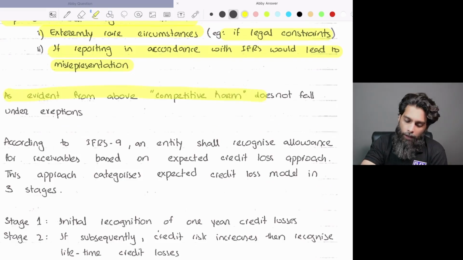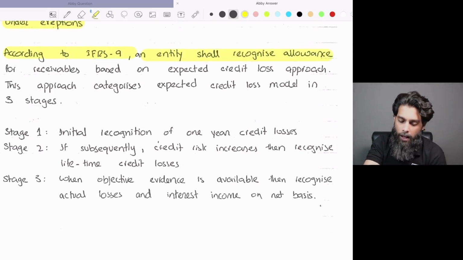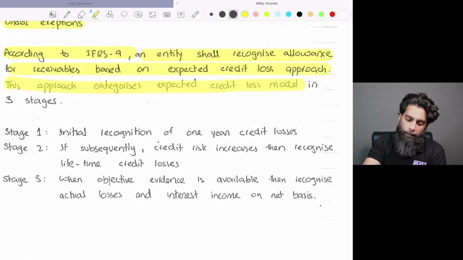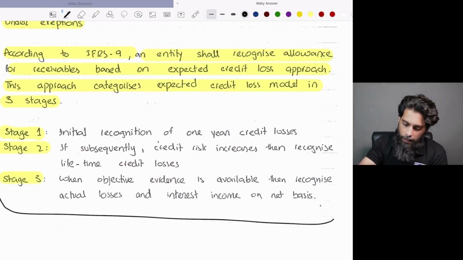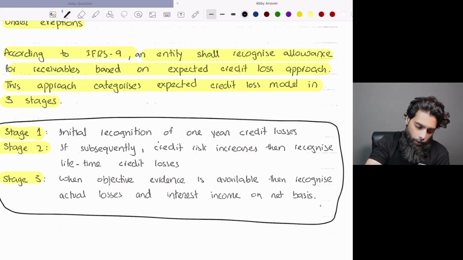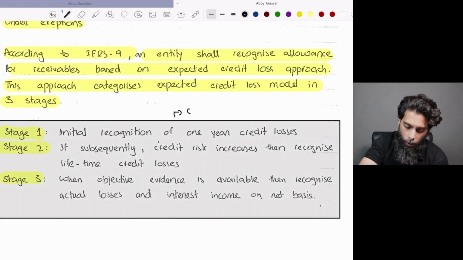As evident from above, competitive harm does not fall under exceptions. Then what was the second part of the question? According to IFRS 9, an entity shall recognize an allowance for receivable based on the expected credit loss approach. This expected credit loss approach can be designed into 3 stages. I think that these 3 stages, even if they were not written, it would have been fine. So you could have ignored this.